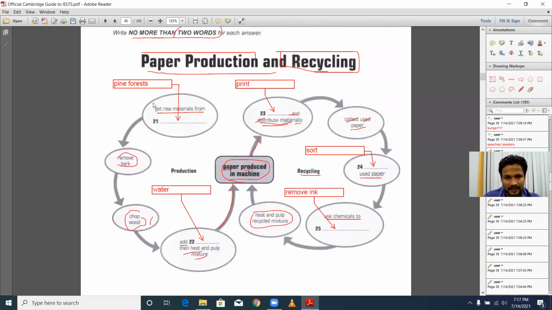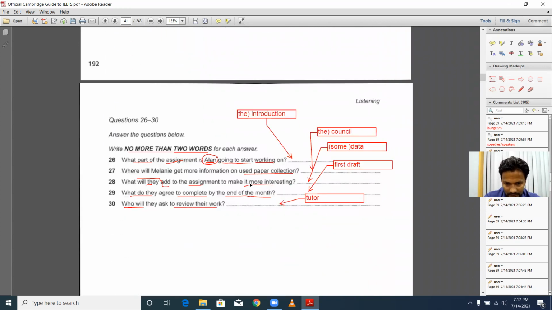So, okay, it's fine here. I guess fine for it. Something. Okay, let's look at it. Says no more than 2 words. The council, it's not mandatory anyway. And some data. Data is also the answer. Okay, you can write both. Some data. First are fine. Tutor, it's fine, I guess.